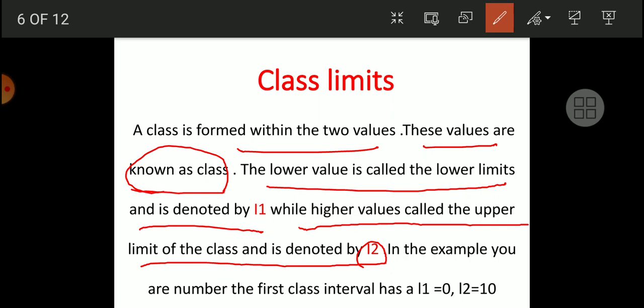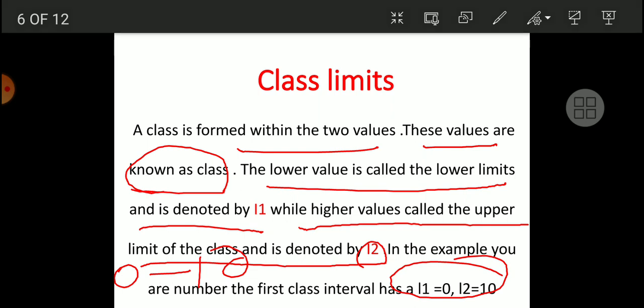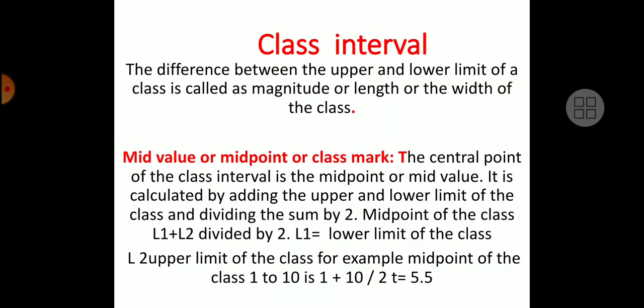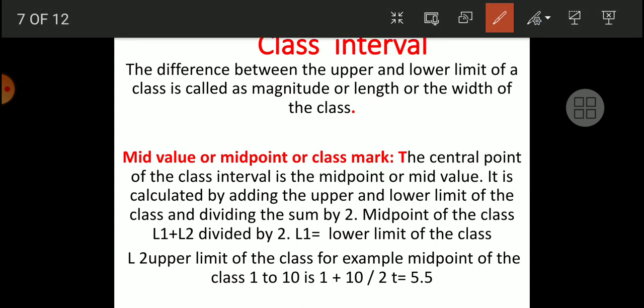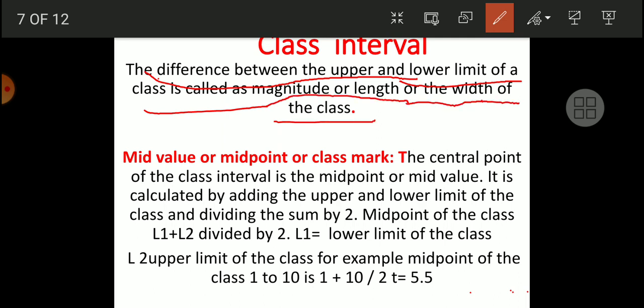And in the example, the first class interval has L1 equal to 0 and L2 equal to 10. As we have seen, 0 to 10 means the lower limit was 0, the higher limit was 10. Now class interval: the difference between the upper and lower limit of the class is called the magnitude or length or the width of the class. That is nothing but the class interval.